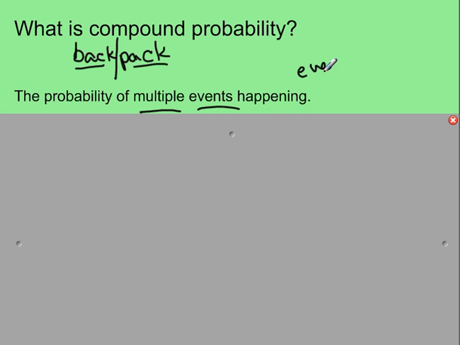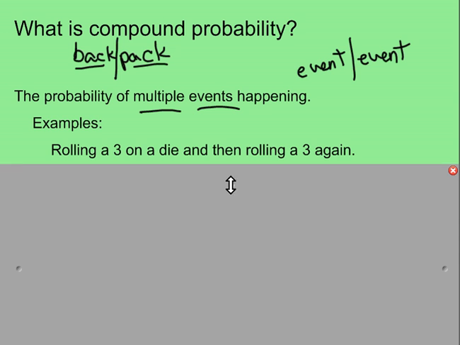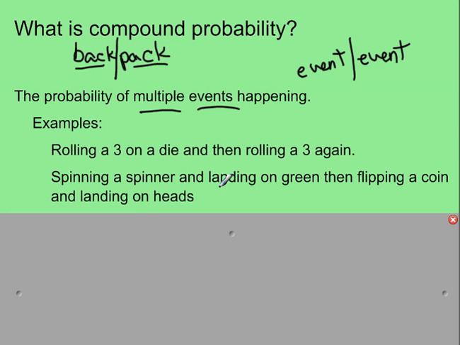So you have one event, maybe the probability of rolling a 3, and you put that right next to another event, the probability of landing on heads, okay? So for example, rolling a 3 on a die and then rolling a 3 again. That would be compound probability because there are two separate things happening. Spinning a spinner and landing on green, and then flipping a coin and landing on heads. Another example, two events, and it can be more than two.